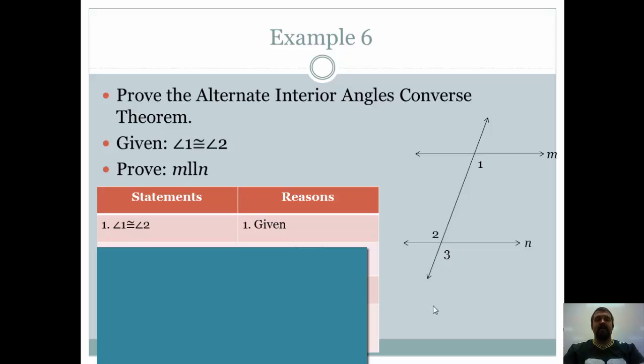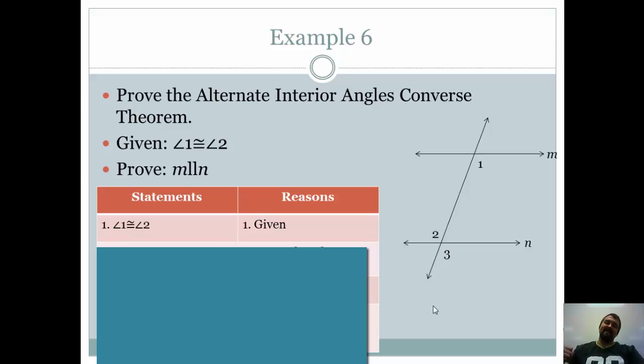Great. The next thing I do, I don't know where to go from there. I could say measure of angle 1 equals measure of angle 2. However, if I'm trying to show lines are parallel, I need the angles being congruent, not measures being equal. So I'm looking, well, I can't say angle 1 and angle 3 are congruent because I don't know if the lines are parallel yet. I'm trying to prove they're parallel, so, well, what about 2 and 3?